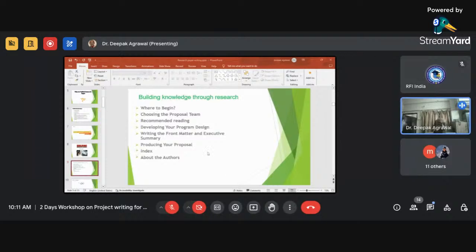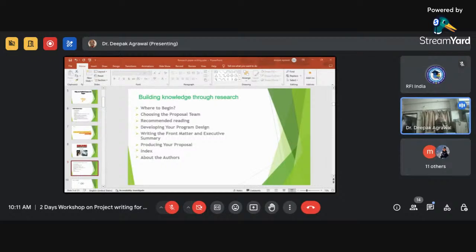Now, some points to be memorized on how we can build knowledge through research. The very first question that comes to our mind is where to begin, because it has always been said that well begun is half done. That is the biggest point to be discussed, and I will discuss it in the next slide.